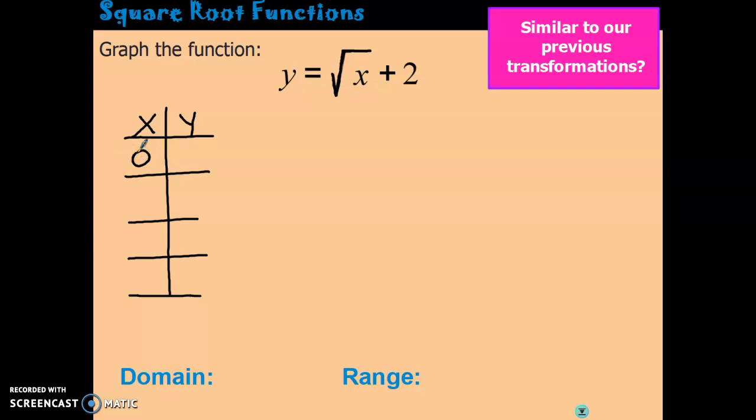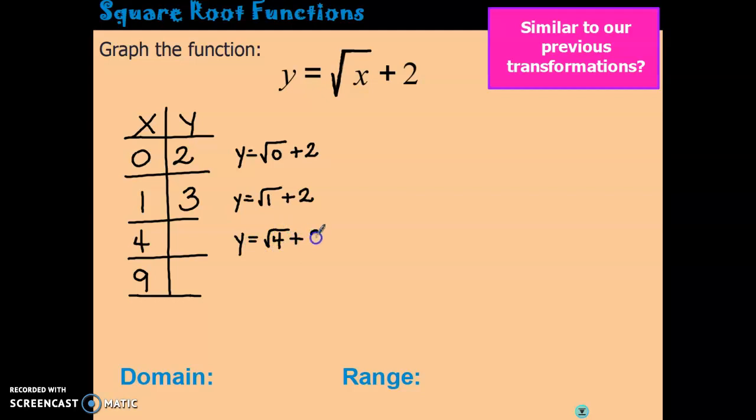So 0 is a perfect square, 1 is a perfect square. Then I'm going to jump to 4 and then jump all the way to 9, just because those are the x's that will give me pretty answers, numbers that'll be easy to graph. And then we just plug those into our function. So what is the square root of 0? Still 0, but then plus 2. And the square root of 1 is still 1, plus 2. And the square root of 4 is 2, and 2 plus 2 is 4. And the square root of 9 is 3, and 3 plus 2 is 5.